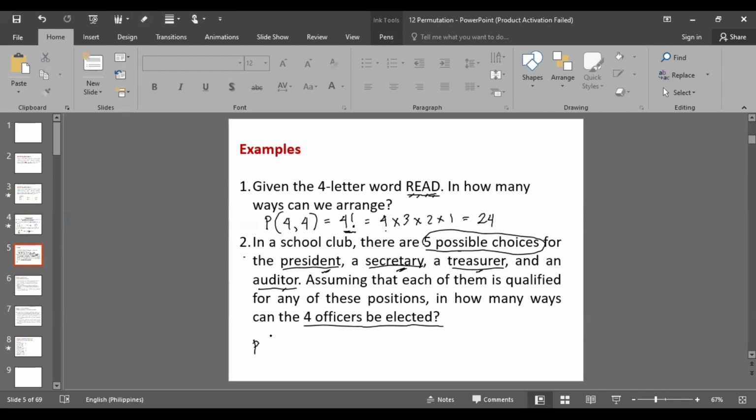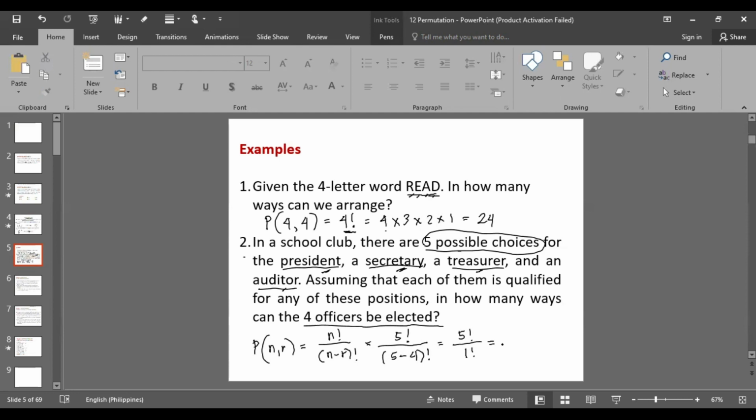So it will fall under the second case. So this is the formula. P(n,r) is equal to n factorial over (n minus r) factorial. So n is equal to 5. Don't forget the factorial symbol. Over n is 5 minus the value of r is 4, then factorial. Simplify the denominator. Copy 5 factorial over 5 minus 4 is 1 factorial.